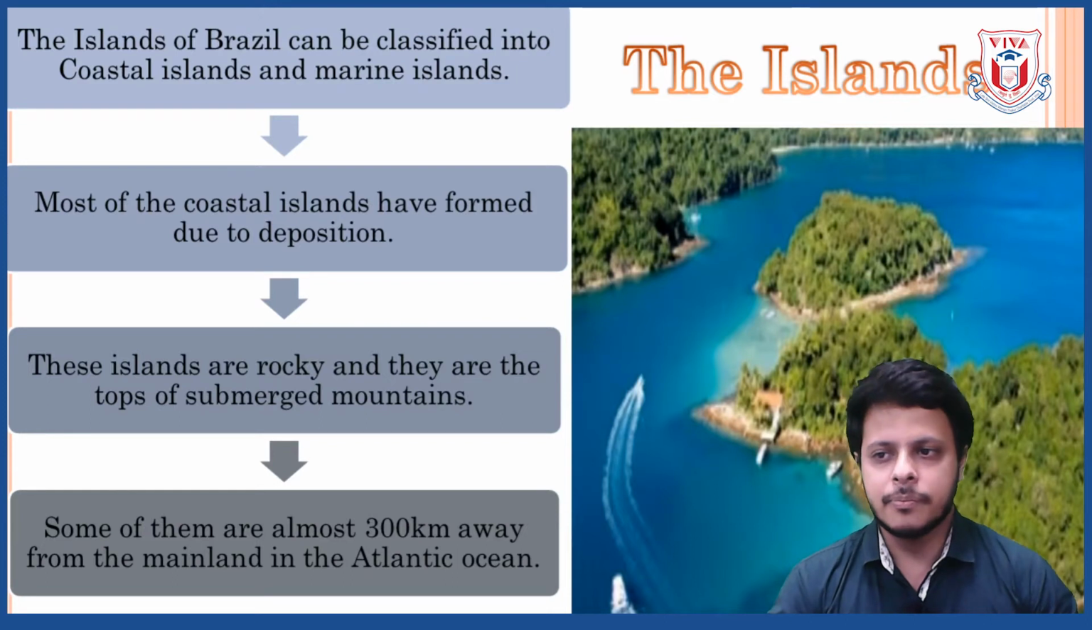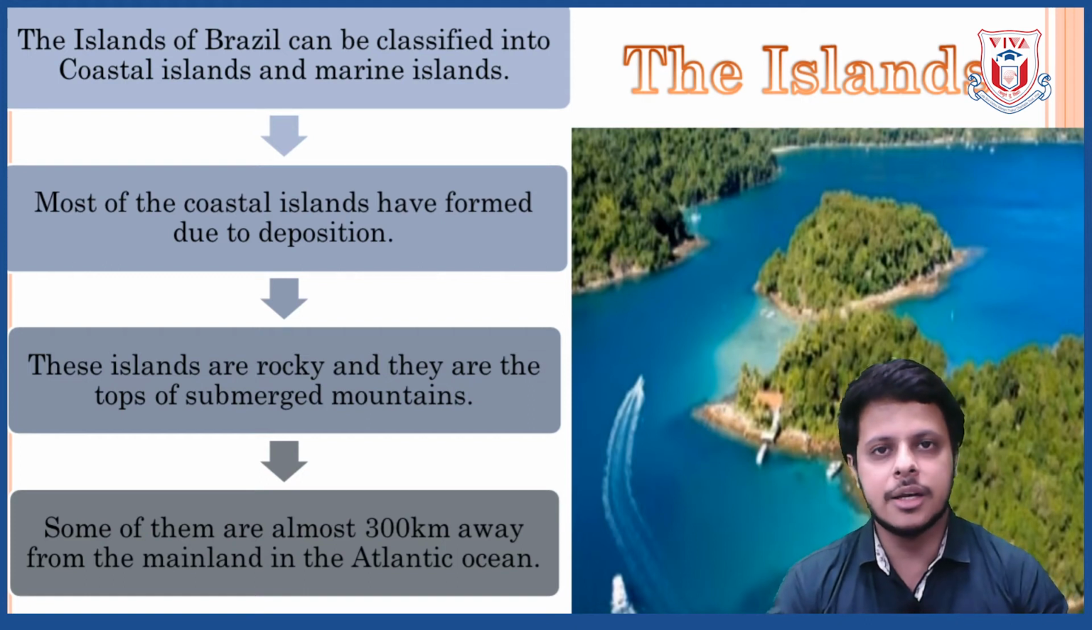The island group. The islands of Brazil can be classified into coastal islands and marine islands. Most of the coastal islands have formed due to deposition. These islands are rocky and they are the tops of submerged mountains. Some of them are almost 300 km away from the mainland in the Atlantic Ocean.